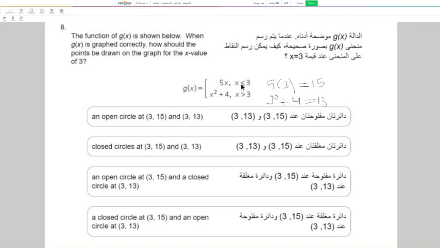And here, because it says x is less than or equal, when it says less than or equal or greater than or equal, it's going to be a closed circle. But for the next one, because it's x greater than 3 and it does not have an equal, it's going to be an open circle. So the answer will be a closed circle at (3, 15) and an open circle at (3, 13).